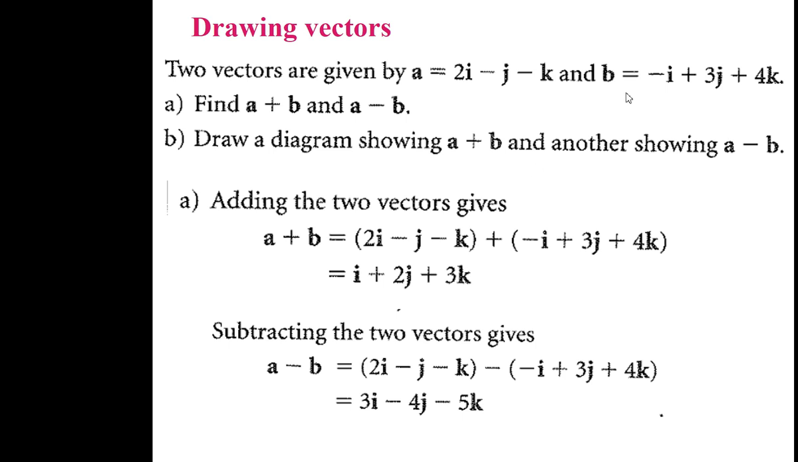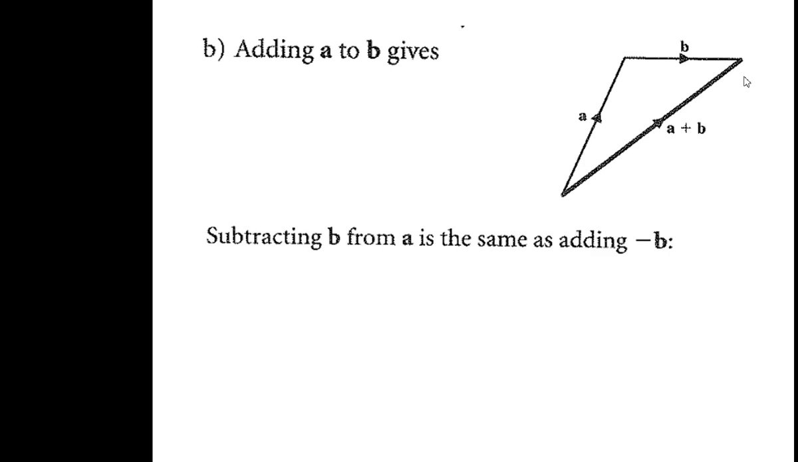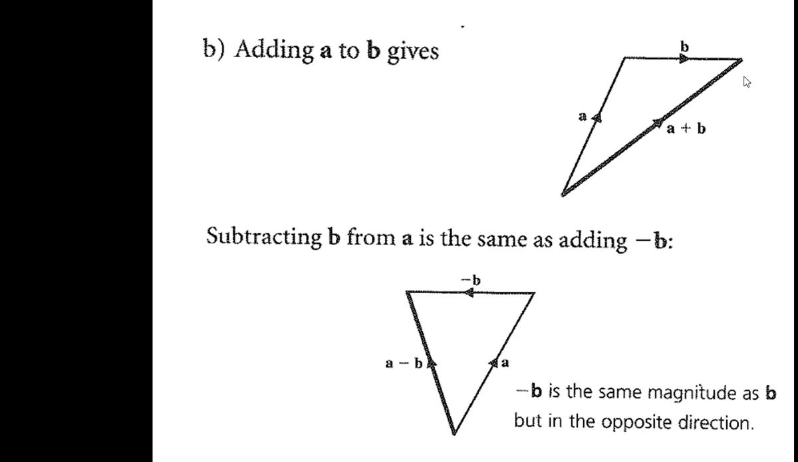What on earth does that mean? It just means something simple like this. Adding a to b gives us this. Adding a to b, that one, a plus b is going in this direction. Seems a bit weird. Subtracting b from a is the same as adding negative b. So subtracting b from a gives a minus b.